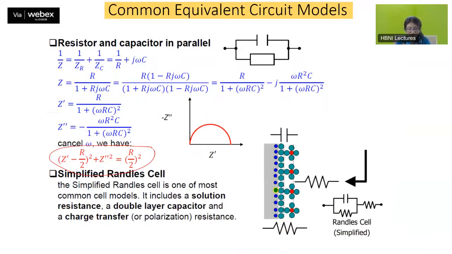So what you have over here is the resistance of this cell. You have the resistance which is coming due to charge transfer, and you have a double layer capacitance. So when you have this kind of a model, this is nothing but a simplified Randles cell.